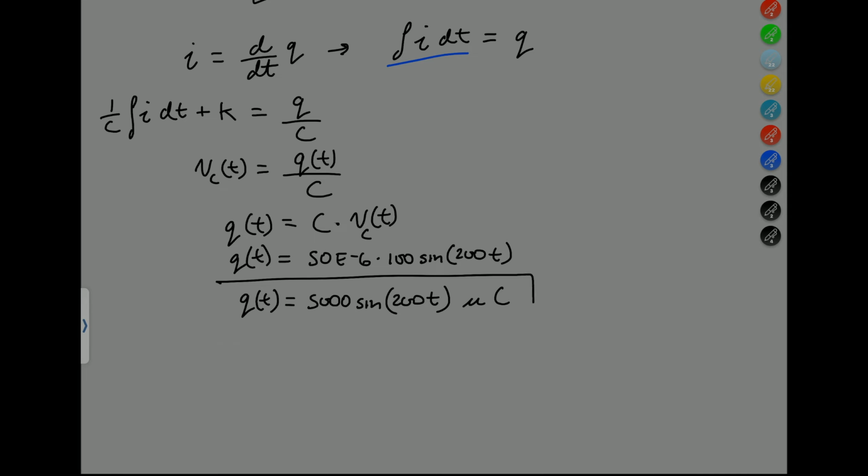That is how to find the expression for the charge on a capacitor. You can then plug in certain instances to see what the charge will be at that specific time.